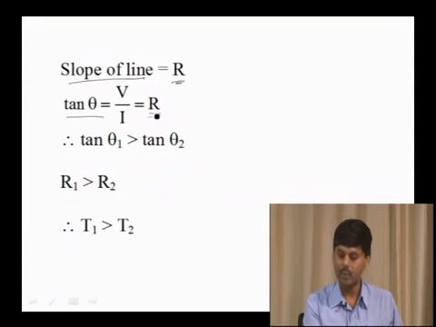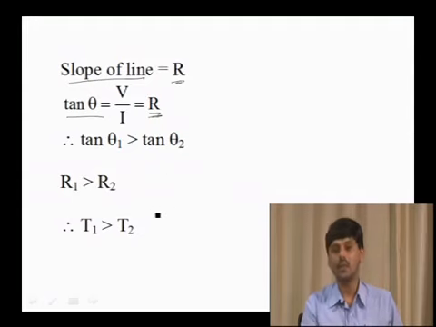Similarly, resistance is directly proportional to tan theta, so R1 greater than R2. Similarly, the one which has the higher temperature definitely has higher resistance. Therefore, T1 greater than T2. The correct option for this question is B.